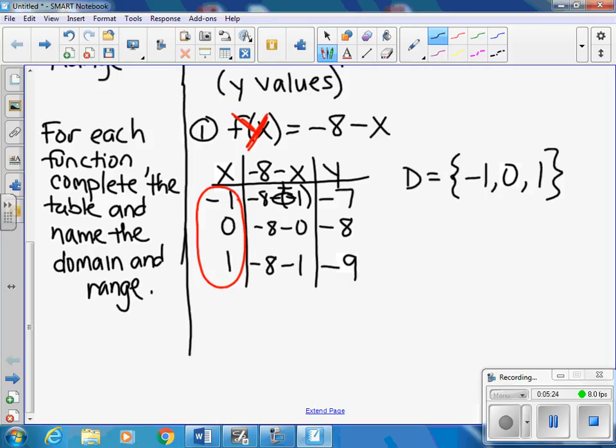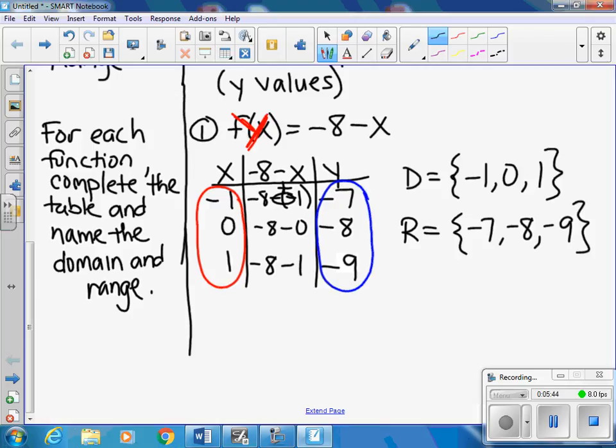Then to list the range from this table, we're going to start R equals, open up your braces again, and range is the y values in your table. So that's those 3 numbers, and we have -7, -8, and -9. And close your braces. All right, so that's what it looks like when you complete the table and then turn around and write your domain and range from the table.